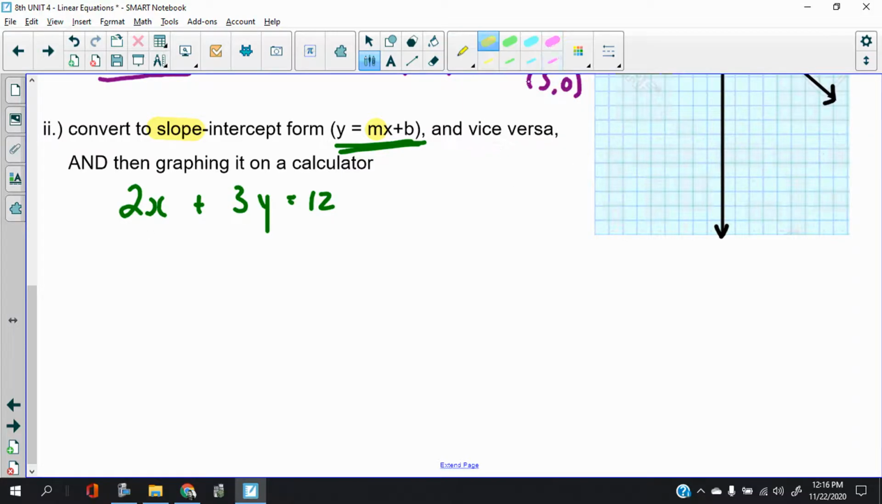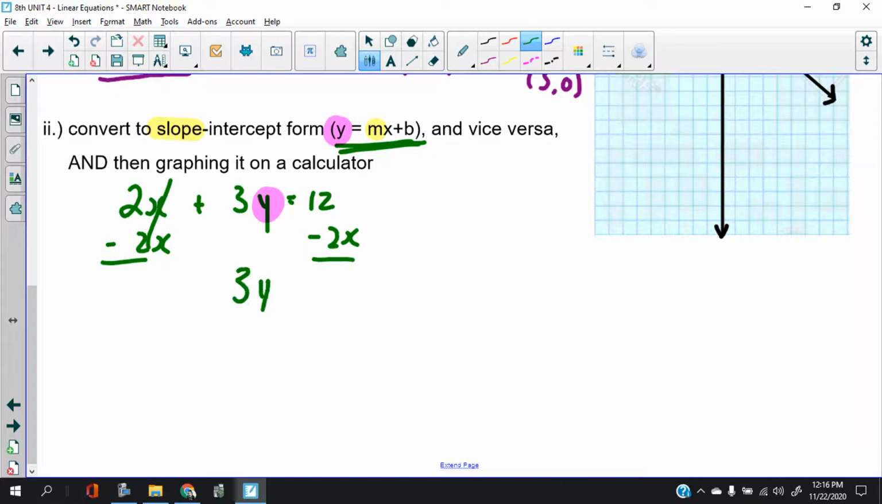So let me use a highlighter. I want to solve for y. So now I gotta do that, all right? So how do I solve for y here? What do I do? Yeah, I subtract 2x first, right? You see how all this is coming together now?